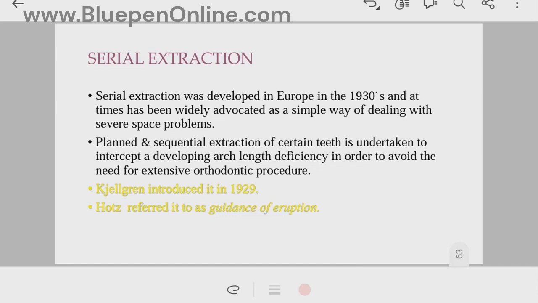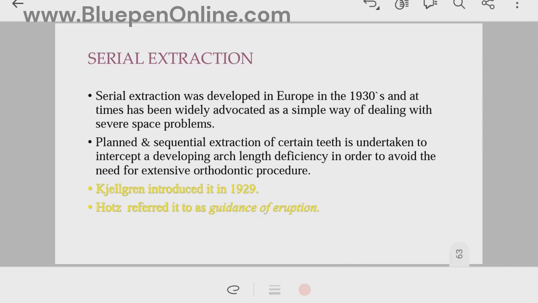Okay, now here the most important one is what? The most important one is always your serial extraction. Also, you have developing growth, anterior crossbite correction, interception of habits, and space regaining. These all come under your interceptive orthodontics. But the most important thing here is the serial extraction only.